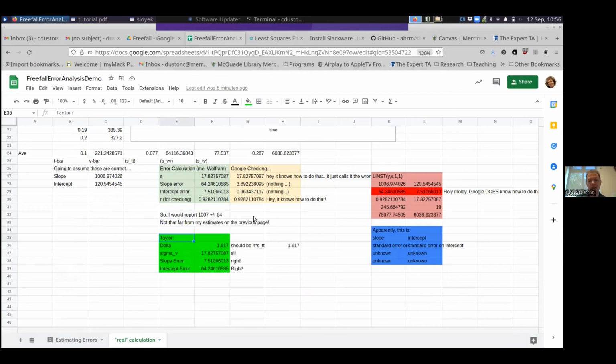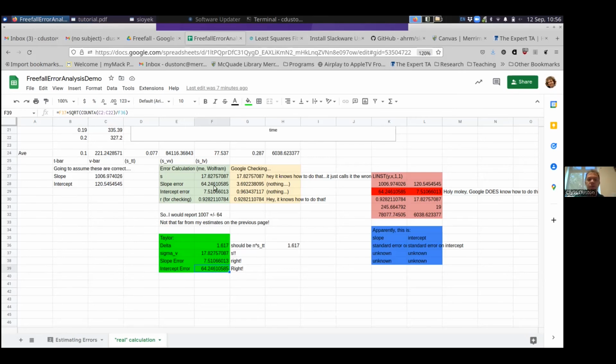And here's me doing the error calculation from Taylor. This is the error on the slope. This is the error on the intercept. S and R are just for doing some checking. And you can see that the slope error and the intercept error match exactly the same. They're flipped around, so obviously I flipped them. Sorry, that one is the error on the intercept and that one is the error on the slope. Okay, but you get where I'm saying. I just flipped the nomenclature.